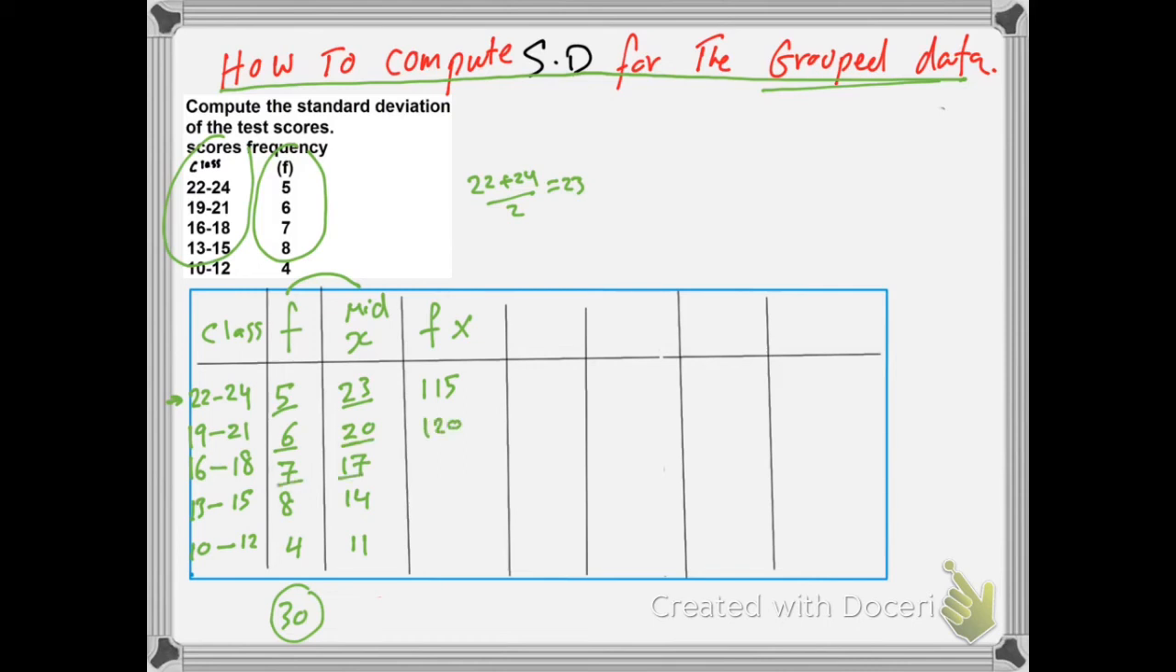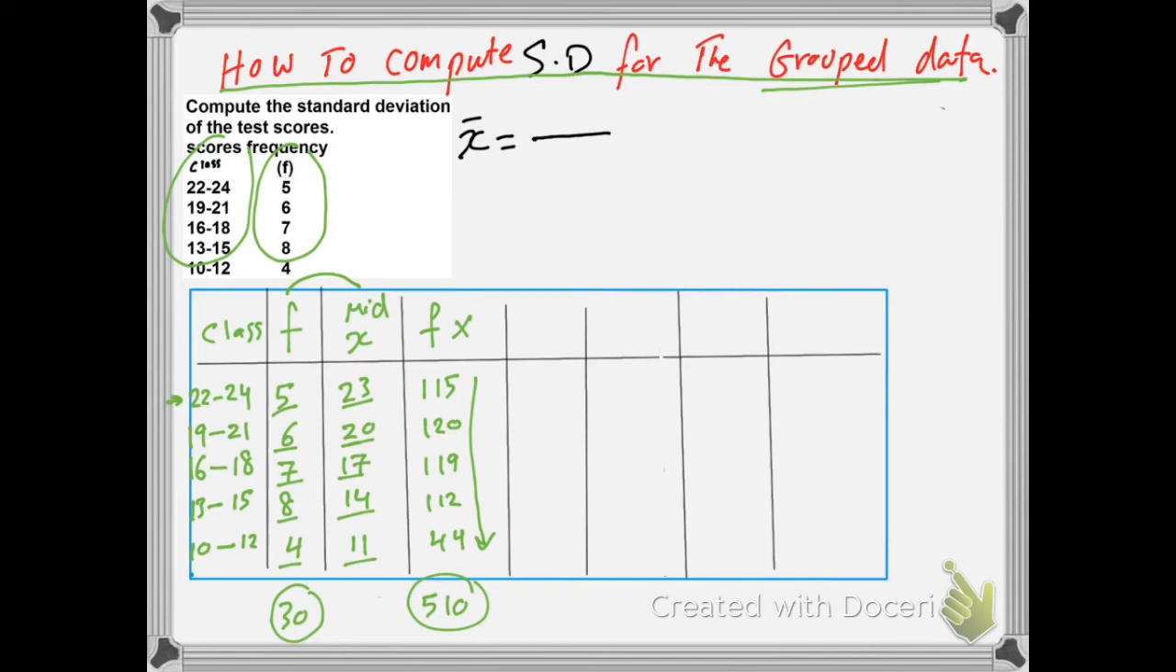And when you multiply 7 by 17, the answer will become 119. And when you multiply 8 by the corresponding 14, the answer will become 112. And when you multiply 4 by 11, the answer will be 44. Again, I'll find the summation of this column, all the numbers added together, and it will give you 510.